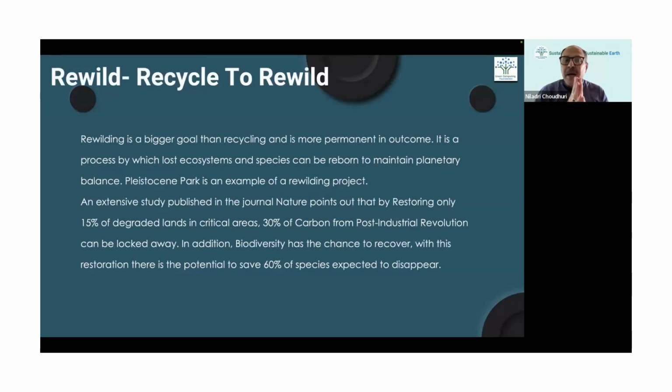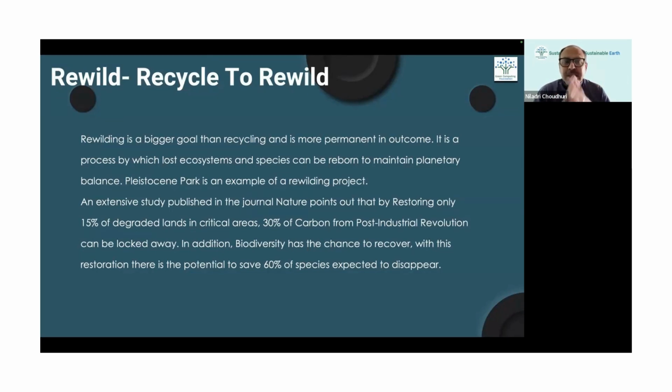Rewilding is a bigger goal than recycling and is more permanent in outcome. It is a process by which lost ecosystems and species can be reborn to maintain planetary balance. Pleistocene Park is an example of a rewilding project. So if there are barren lands, how can we make those barren lands grow flora and fauna, which can make that land a big pit for the carbon dioxide to be absorbed?